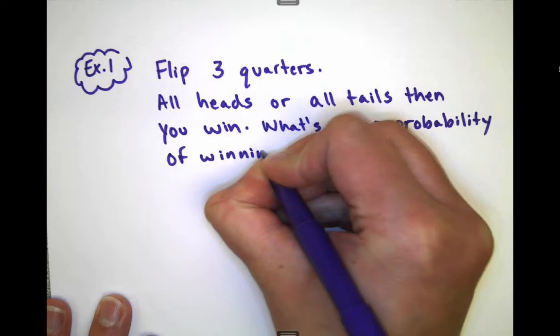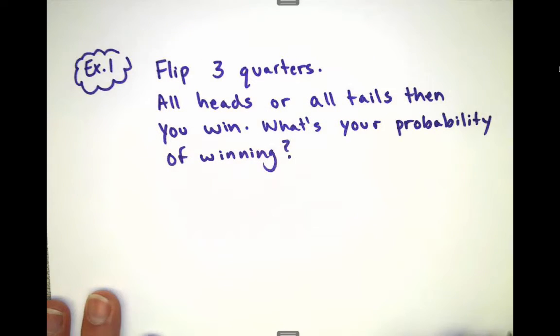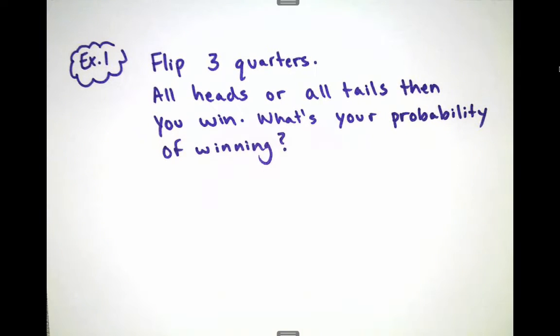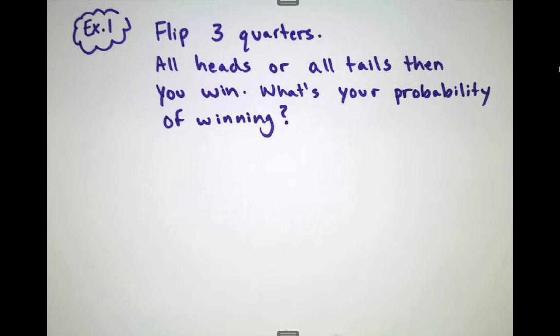How likely are you going to win this game? What are the chances? Your friend says, okay, we each flip one time, go. And if you get 3 heads or 3 tails, you win. What's your chances? So to figure this out, we're going to start with a strategy here. First, we're going to do a tree diagram. What are all the possible options when you flip these quarters?